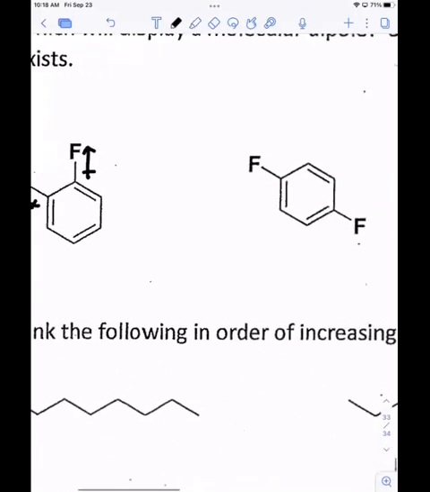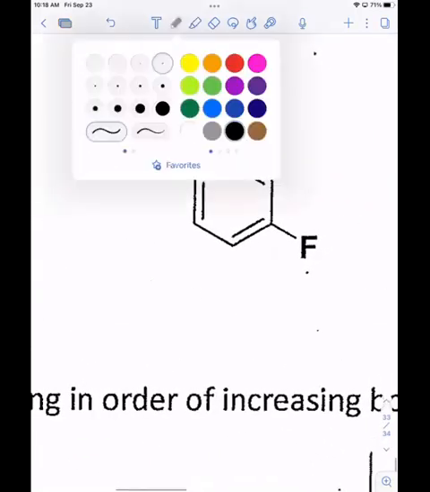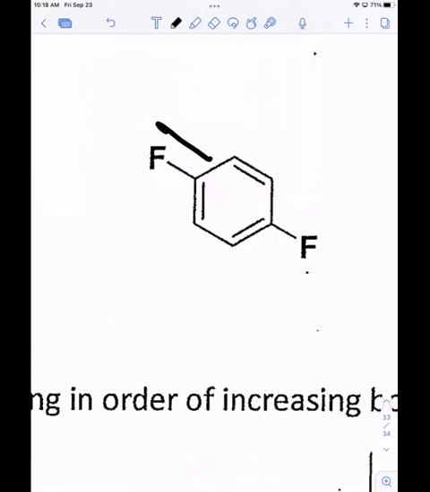What about over here? We know that the bond is going to be polarized towards fluorine. They would cancel each other out, right? Because they're going opposite directions. They're going to cancel.